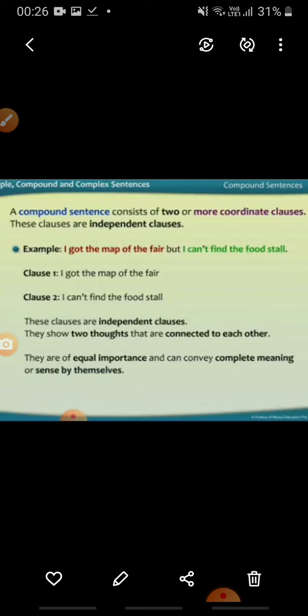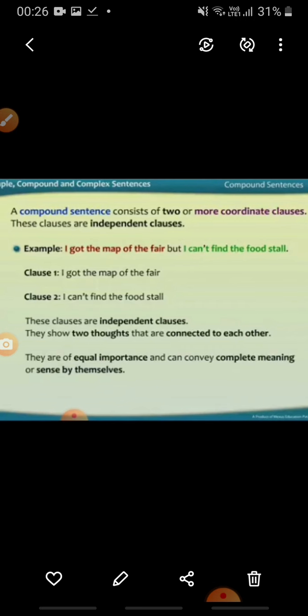For example, I got the map of the fair, but I can't find the food stall. So here clause 1 is I got the map of the fair, and the second clause is I can't find the food stall. Now here both the clauses are joined by the conjunction but. These two clauses are independent. They show two thoughts that are connected to each other.